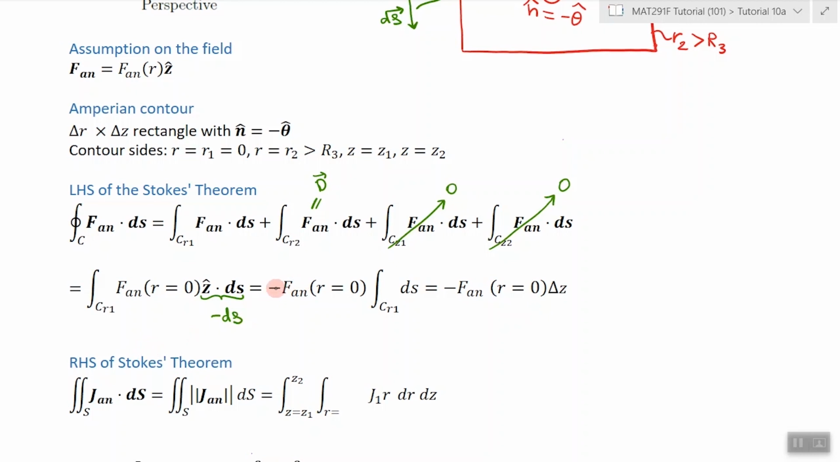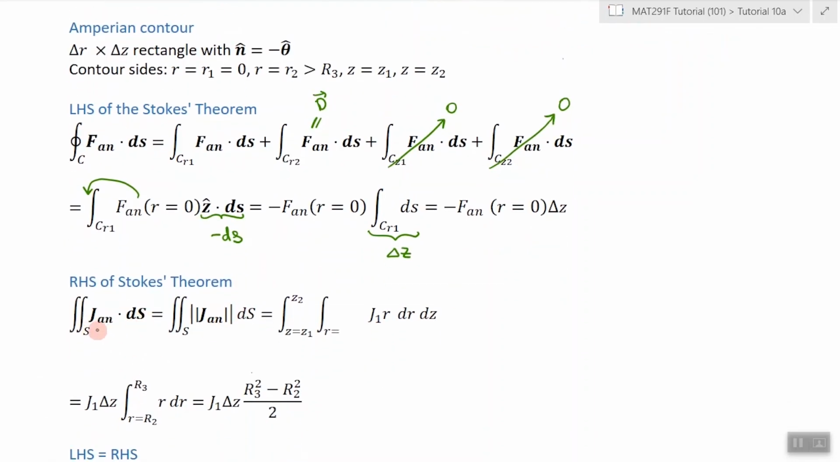So then this negative comes out of the integral. This guy is again a constant because it's some function, but it's already evaluated at r equals 0, right? So it's just a constant. So we have this, and this is again delta z. So this is how I got this. For the right-hand side of the Stokes theorem, we have again the integral of the current flux density.